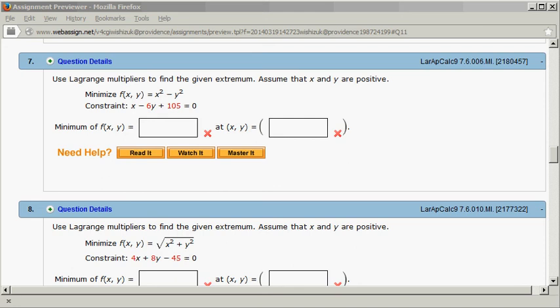Okay, let's look at the homework 7.5, 7.6, problem number 7. Alright, so we want to minimize this function subject to this constraint here. Alright, so let's do that.